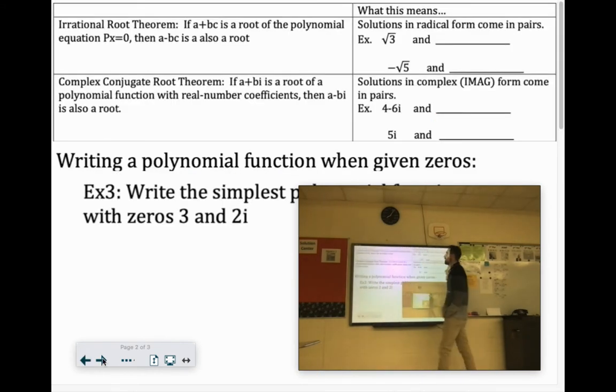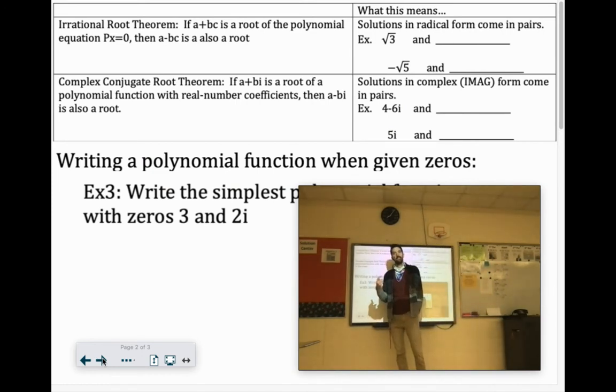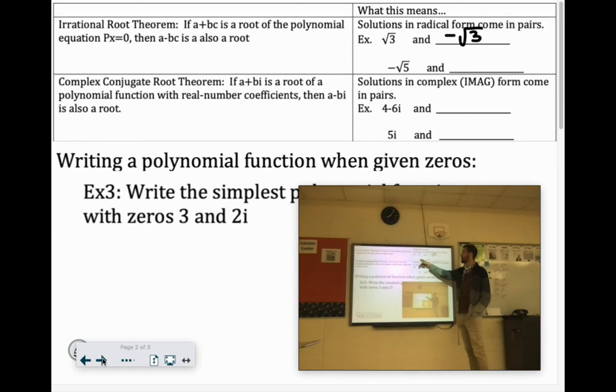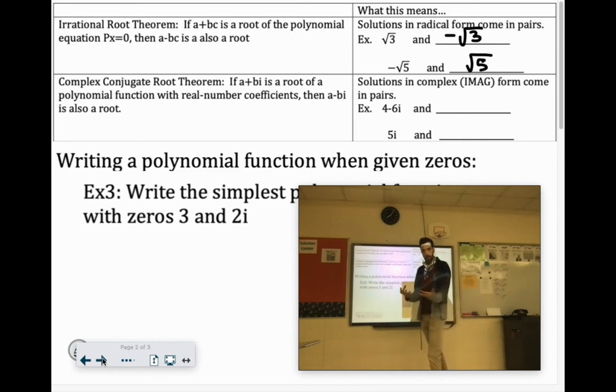Now we're going to get into some complex stuff, the irrational root theorem. If you have a square root that is a 0, it can also be the negative root of that. So if they're telling us the square root of 3 is a solution, that means also negative root 3 would be a solution. So if they're saying negative root 5 is a solution, that means positive root 5 is a solution. They come in pairs.